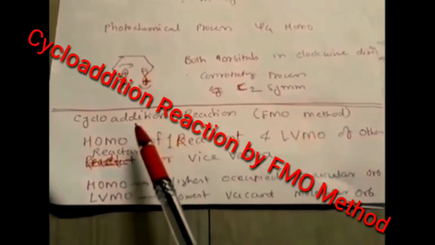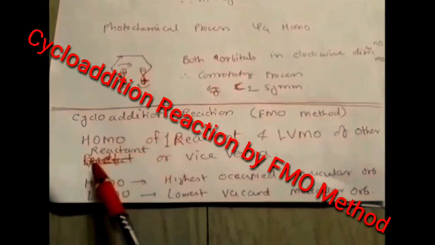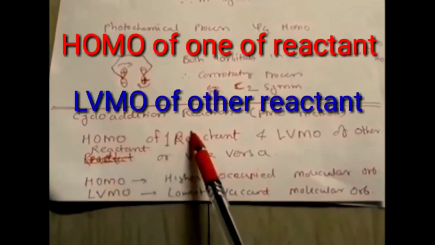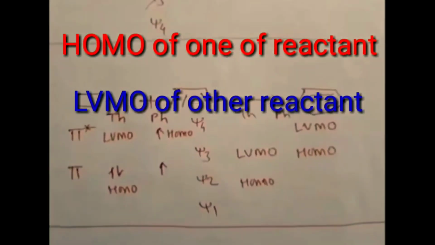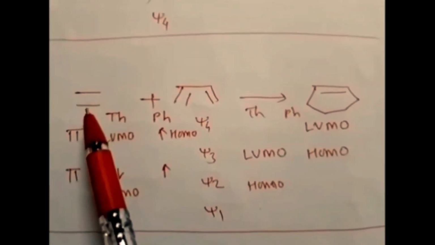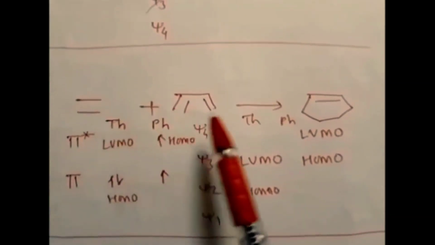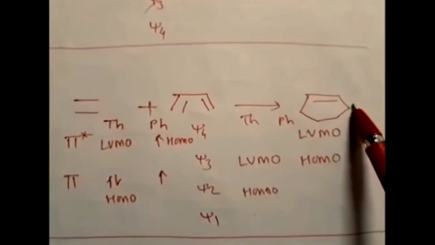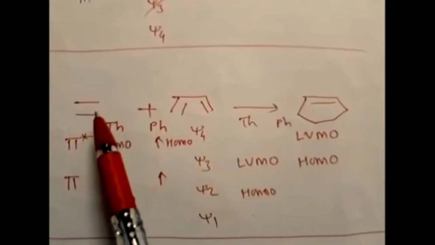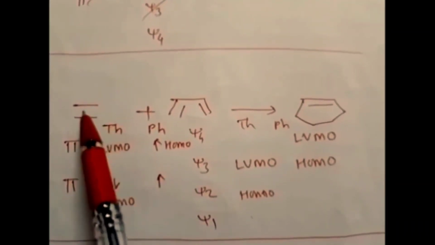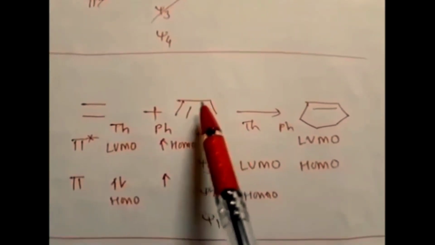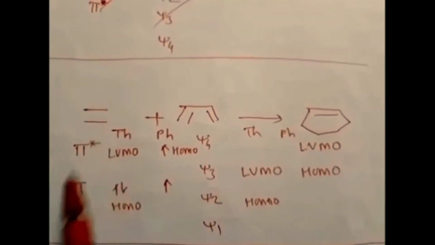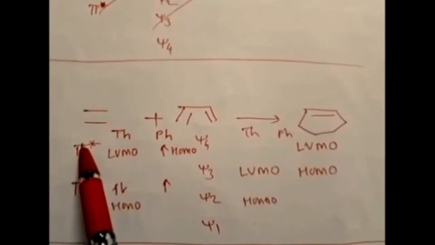Now let us discuss cycloaddition reaction by FMO method. Now in case of cycloaddition reaction, we have to consider HOMO of one reactant and LUMO of the other reactant or vice versa. Now let us take cycloaddition reaction, that is Diels-Alder reaction, in which ethylene plus butadiene gives cyclohexene. So here this is ethylene. So this bond breaks and these two pi bonds break. That means there are two pi orbitals, that is pi bonding and pi anti-bonding.